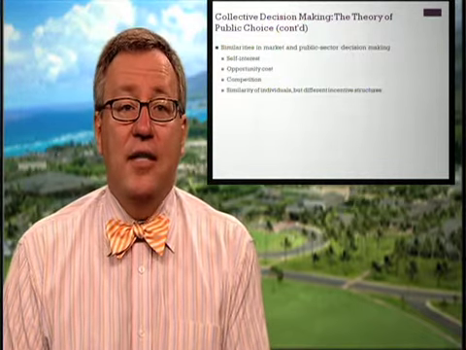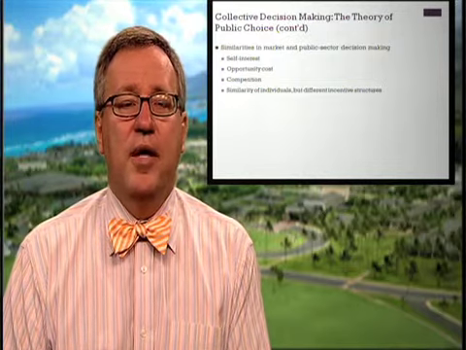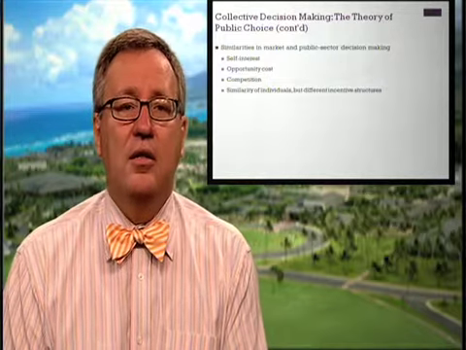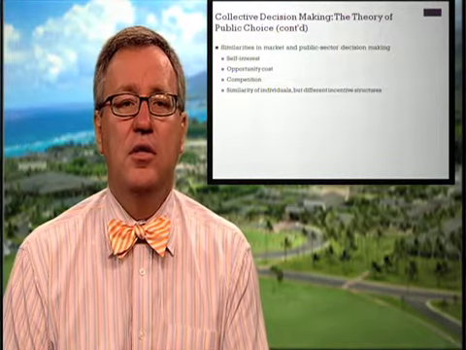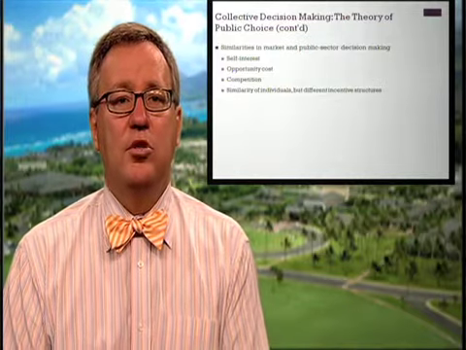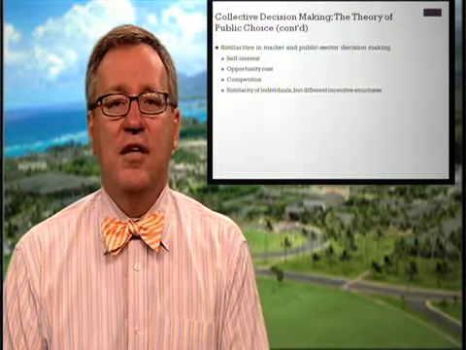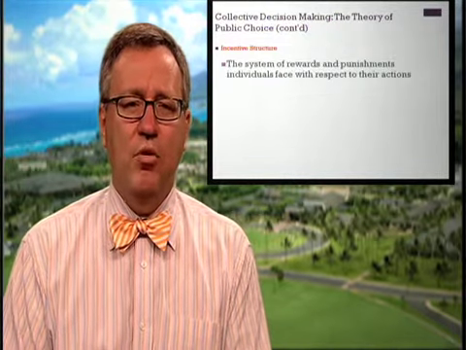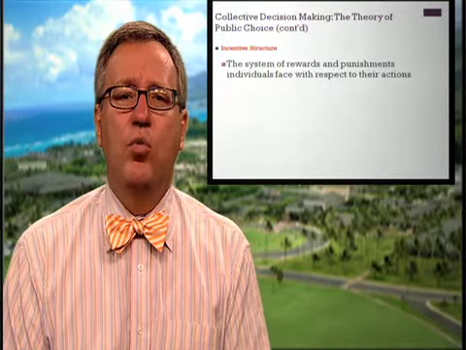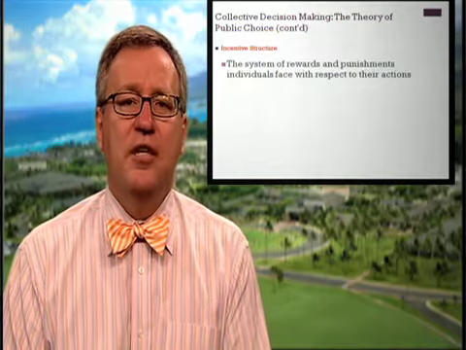All right, so there's great similarities between the market and public sector's decision making. We assume that we're self-interested. We assume that we can analyze the opportunity cost of individual choices. We assume generally that competition is better, and we assume that individuals are fairly similar, but different in incentive structures. Remember we talked about incentives before? Incentive structure is the system of rewards and punishments that individuals face with respect to their individual actions.